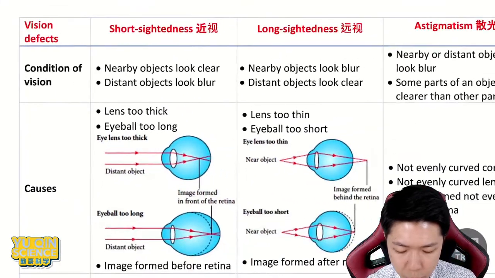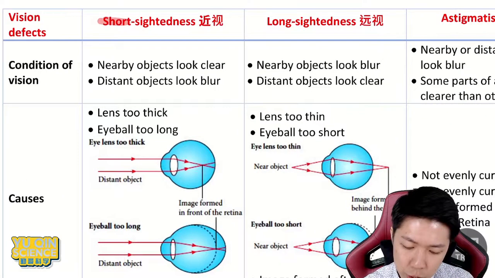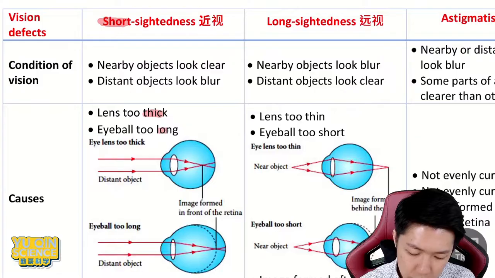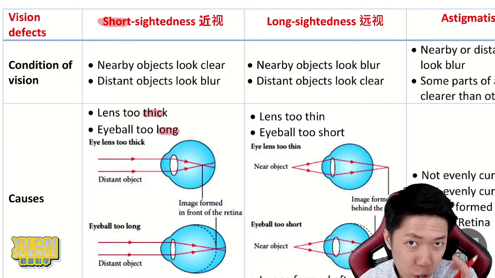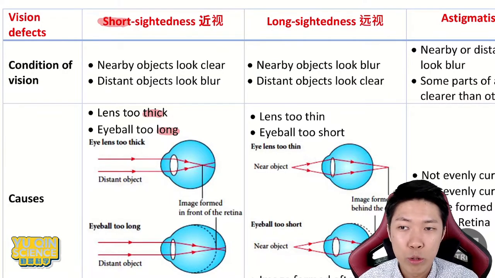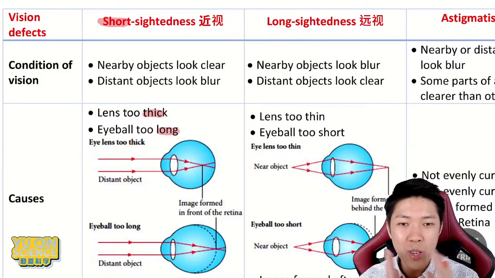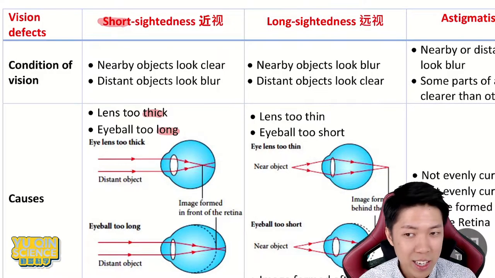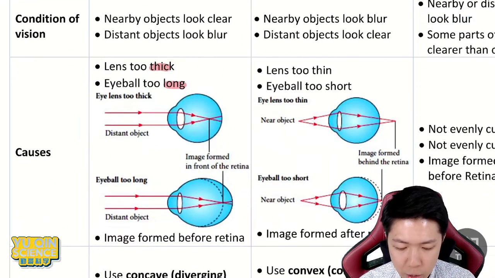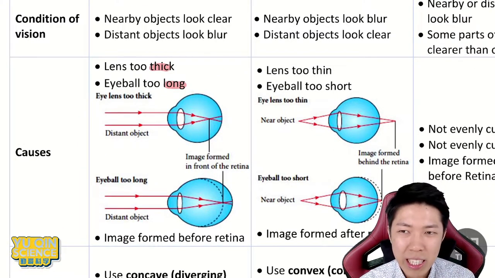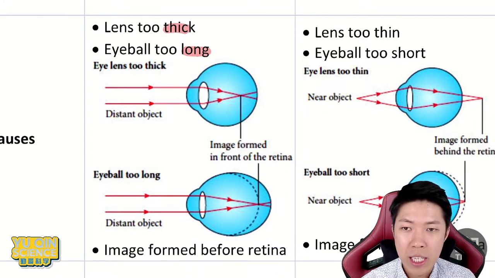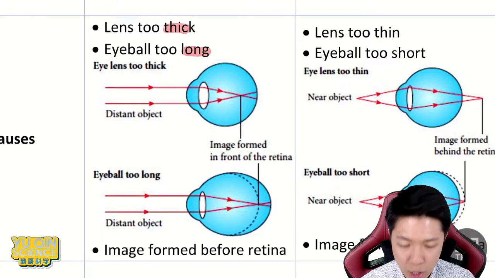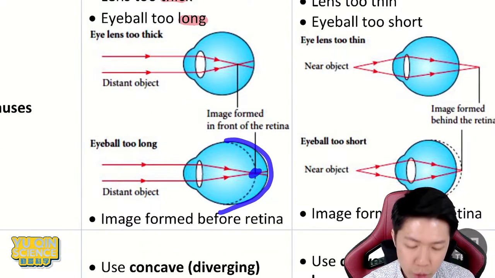So remember this. When we say short-sightedness, we go opposite, yeah? Short-sightedness, lens too thick, eyeball too long. You get what I mean, right? Short-sightedness, eyeball too long, and lens too thick. Is that all right? That's usually how we remember. So what happened is, when lens too thick or eyeball too long, the image actually forms too early, before the retina. Or when eyeball is a bit too long, oblong, so it forms too early.